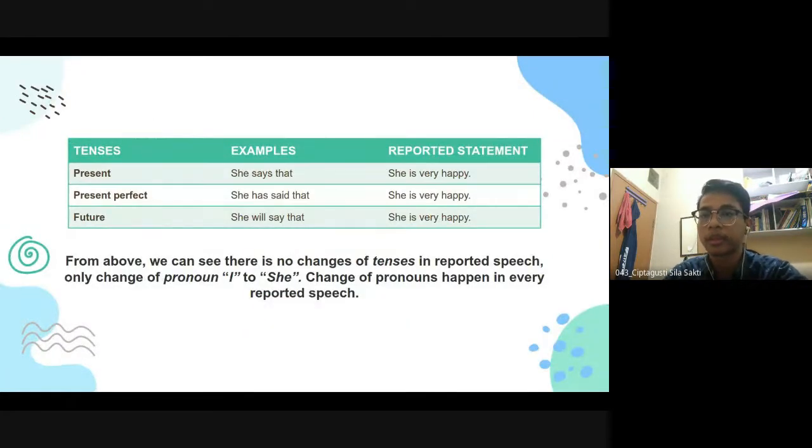Next. These are the examples for present tense. She says that she is very happy. Present perfect, she has said that she is very happy. Future, she will say that she is very happy. From above, we can see there is no change of tenses in reported speech, only change of pronoun I to she. Change of pronouns happens in every reported speech.